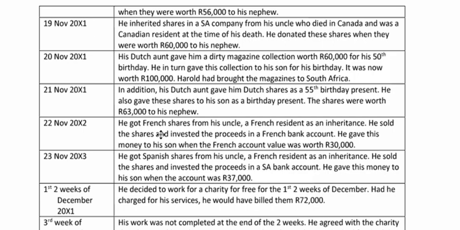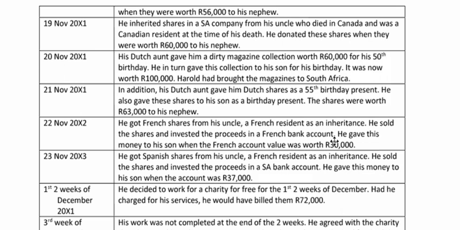Next one. It says he got French shares from his uncle, a French resident, as an inheritance. He sold the shares and invested the proceeds in a French bank account. He gave this money to his son when the French account was valued at 30,000 Rand. So you can sell that foreign asset that you inherit, okay?